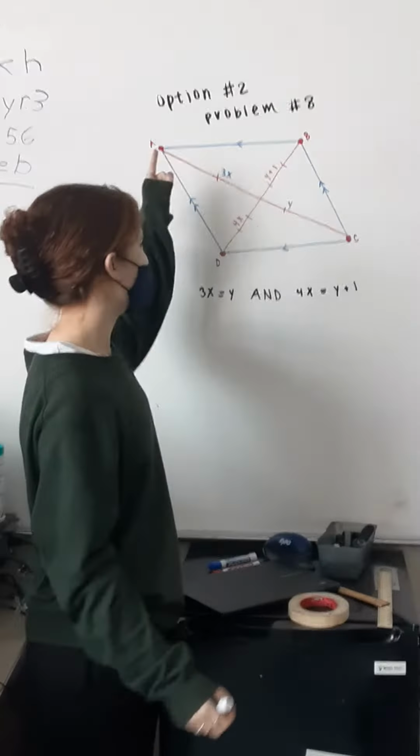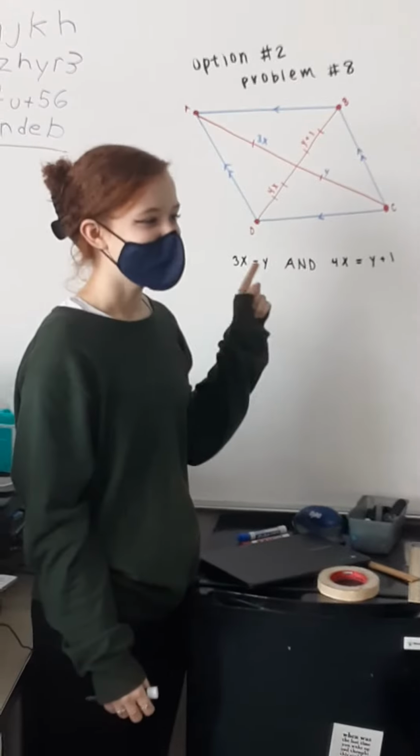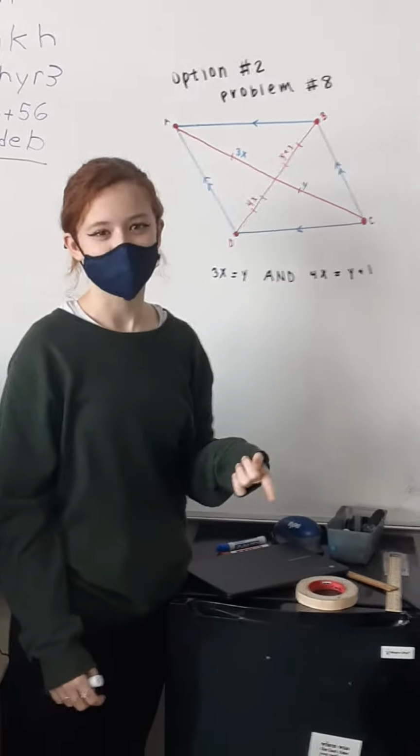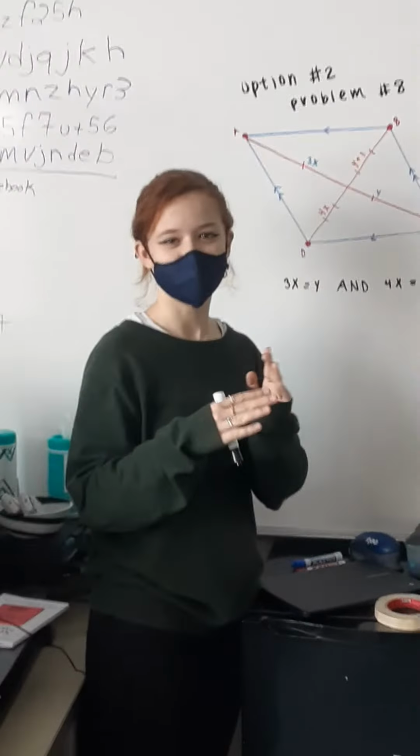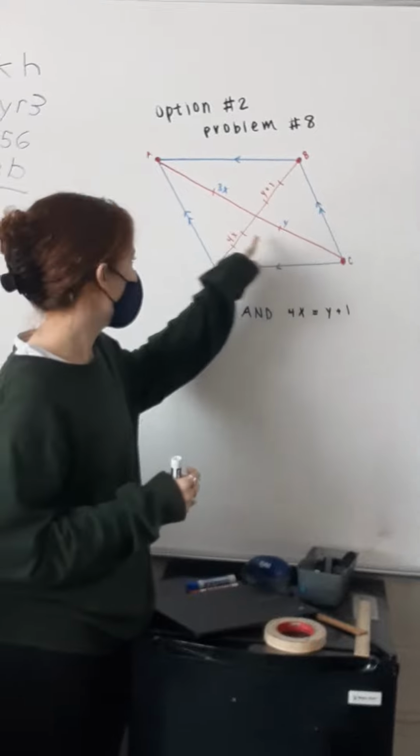So this is going to be option 2. It's problem 8, so number 8's equations are written in for the length. The parallelogram bisector theorem says that the two diagonals of a parallelogram bisect each other into two congruent parts. So we know that both the blue equations are going to be equal and both the red equations are going to be equal.